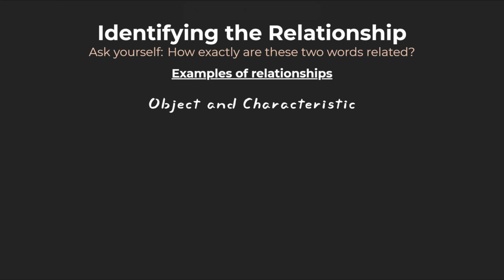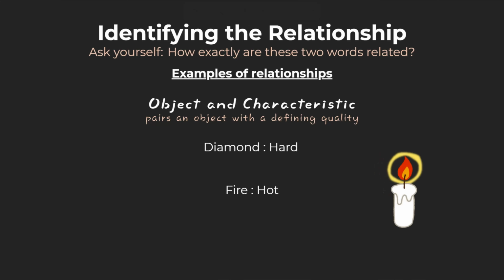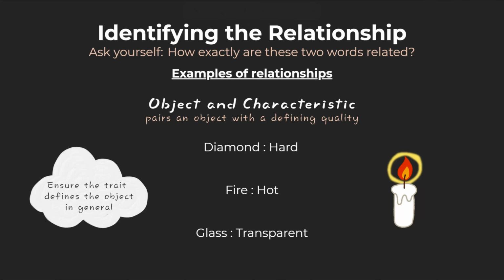Object and characteristic. This relationship pairs an object with a defining quality or trait. For example, diamond is to hard, fire is to hot, or glass is to transparent. The characteristic should describe what the object is known for, not something temporary. Ensure that this trait defines the object in general and not just in a specific situation.